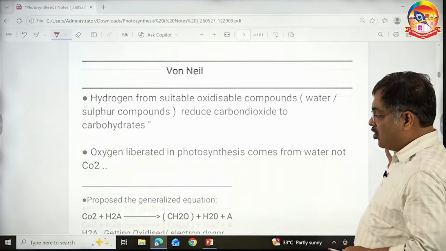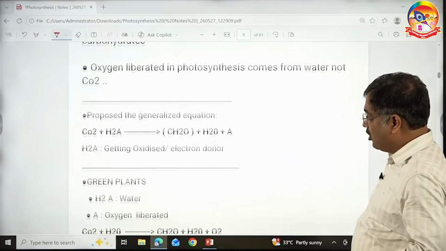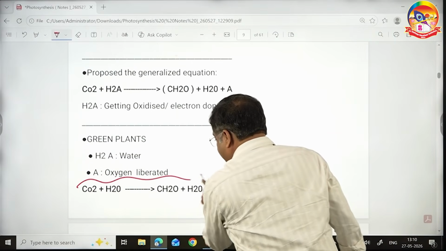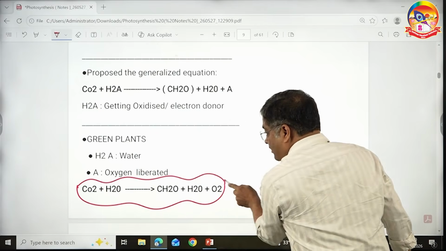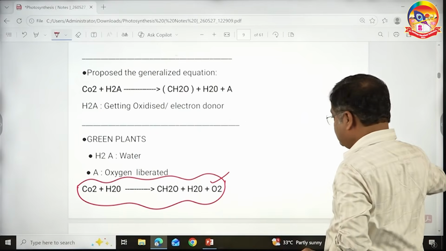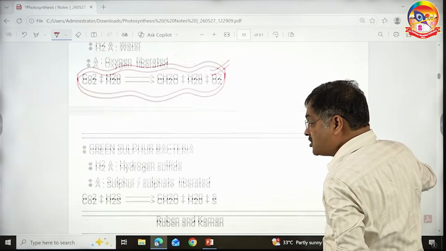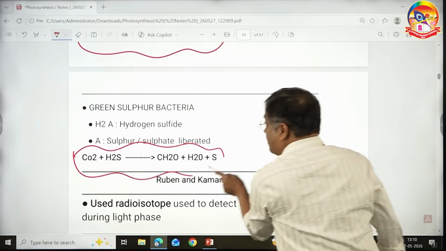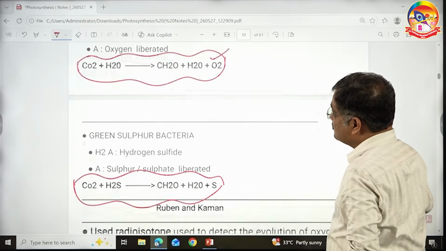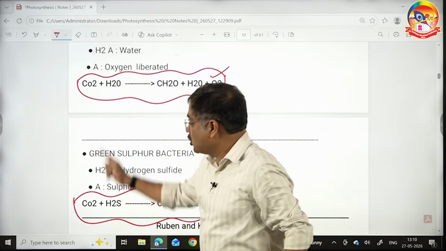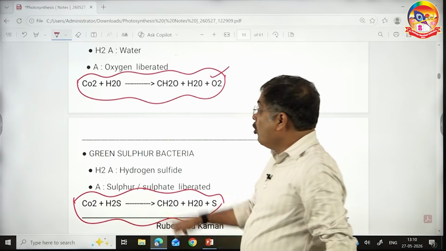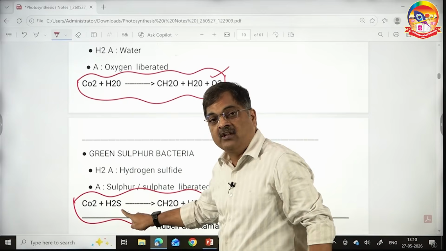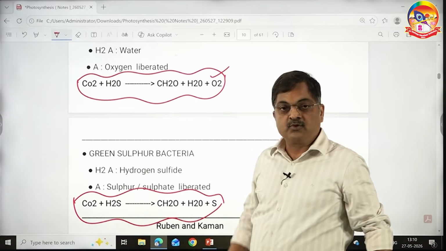And we talk about Van Niel. This is a simple experiment. All of you know that. All right, we already discussed that. If it is water, then oxygen is evolved. And if it is not water, if it is H2S, oxygen is not evolved. Look at these 2. Carbon dioxide is common in both. Only when water is there, oxygen is evolved. When water is not there, H2S is there, there is no evolution.